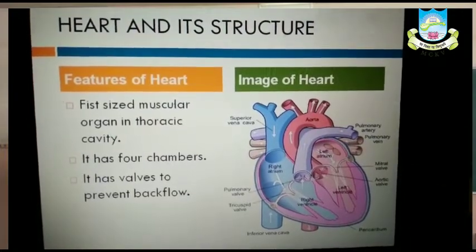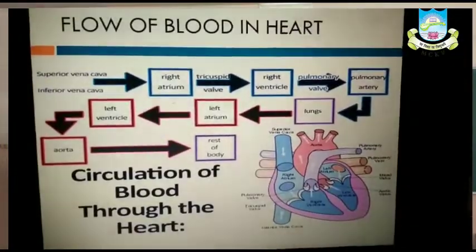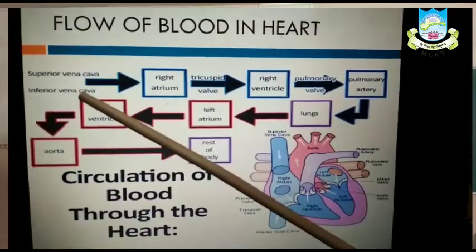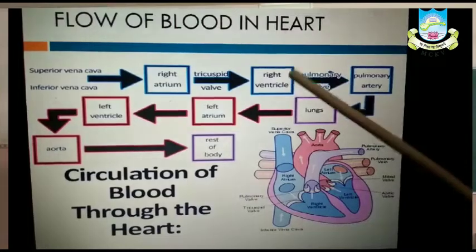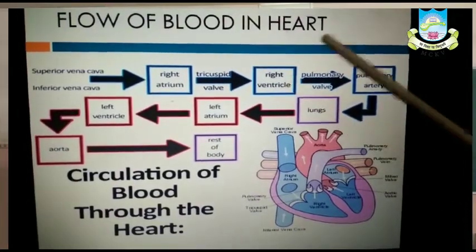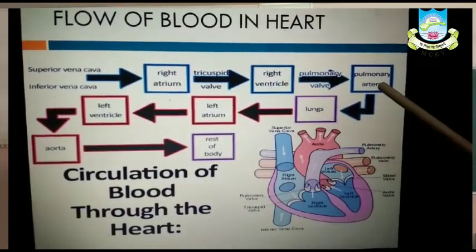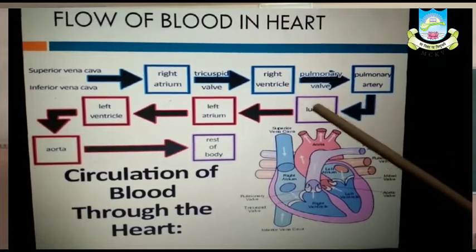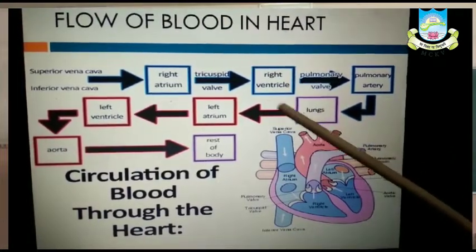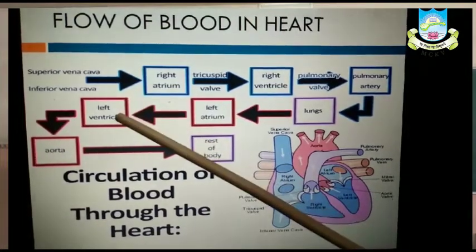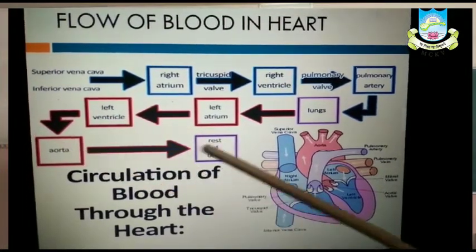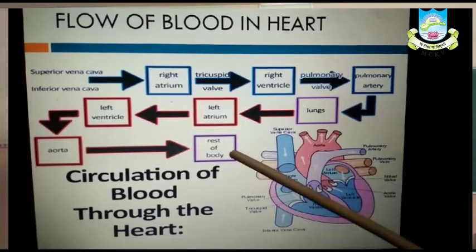Let us see one flow chart to understand it in a better way. Superior vena cava and inferior vena cava bring deoxygenated blood to the right auricle. From the right auricle it goes to the right ventricle. Then through the pulmonary artery it goes to the lungs. And then from the lungs, the pulmonary vein brings the pure blood to the left auricle. Then to the left ventricle, then to the aorta, and then it goes to the rest of the body.